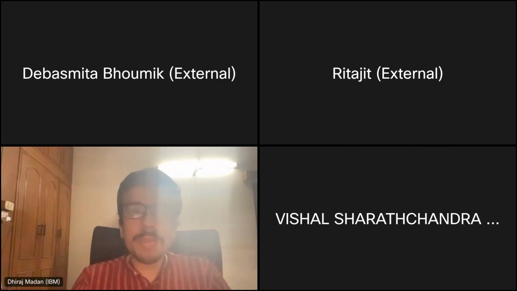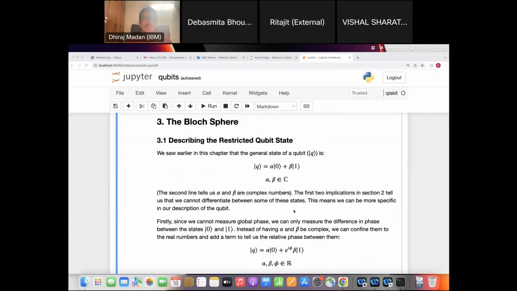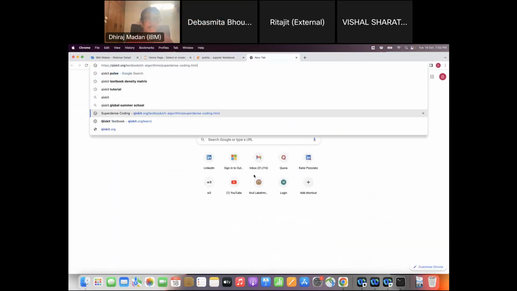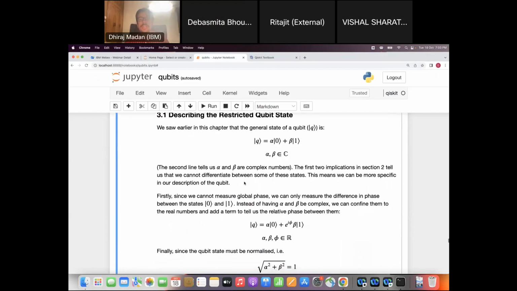These IPython notebooks are taken from the Qiskit textbook, which you'll find online. If you go to this link on the Qiskit textbook, you'll see all these notebooks over there. So I'm reusing most of the material from there.